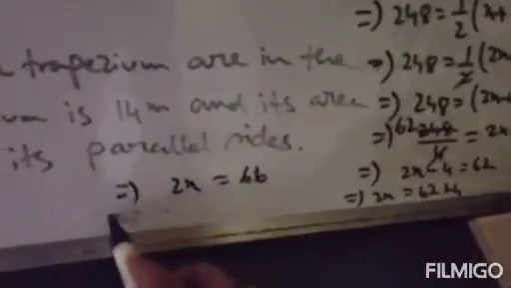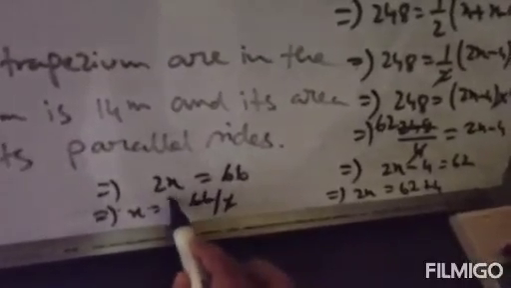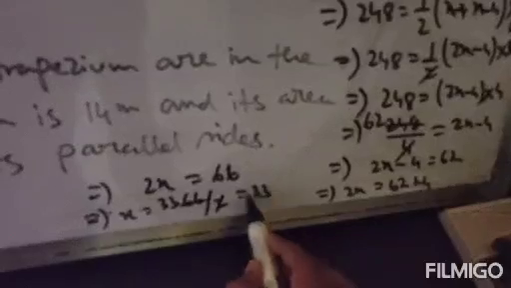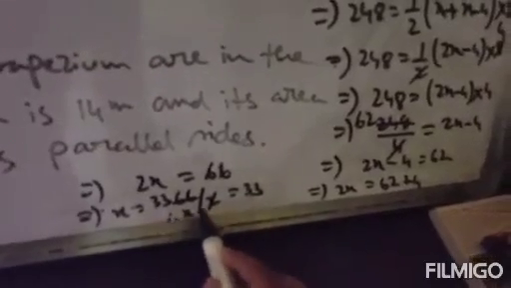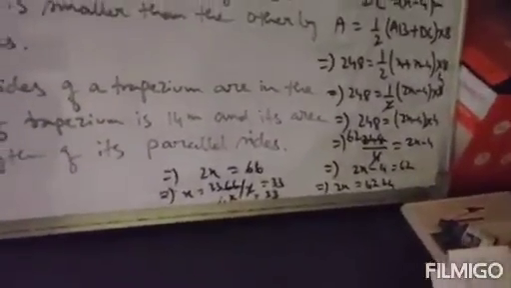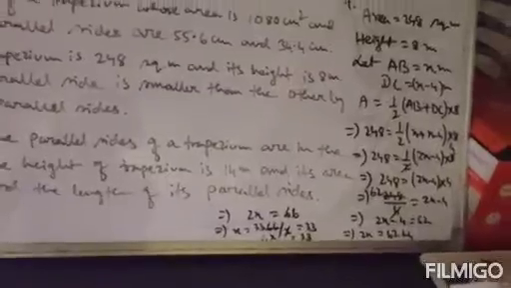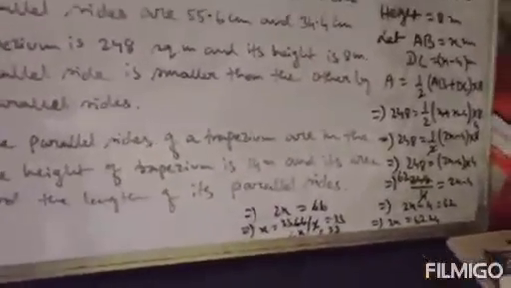Clear? So I am continuing from here. 2x will be equal to 62 plus 4, that means it will be 66, so x will be 66 by 2, which is equal to 33. So x equals 33, so one of the parallel sides is 33. Clear? So now x is 33, so one of the parallel sides is 33, then the other parallel side will be 33 minus 4, that will be equal to 29.